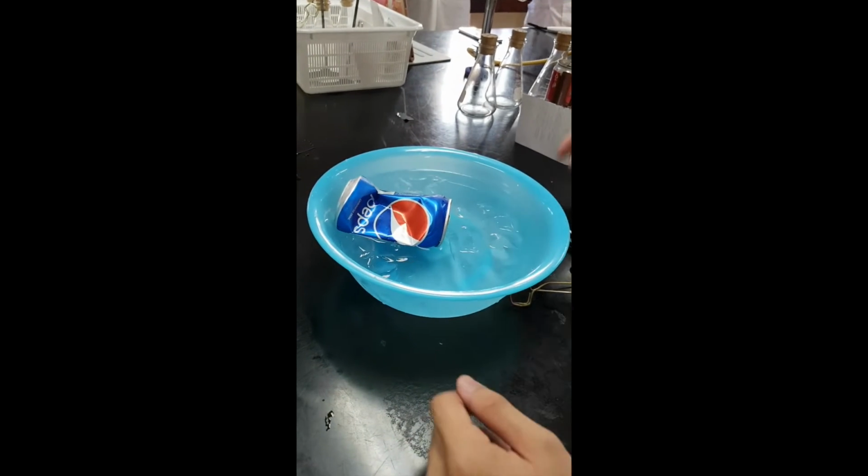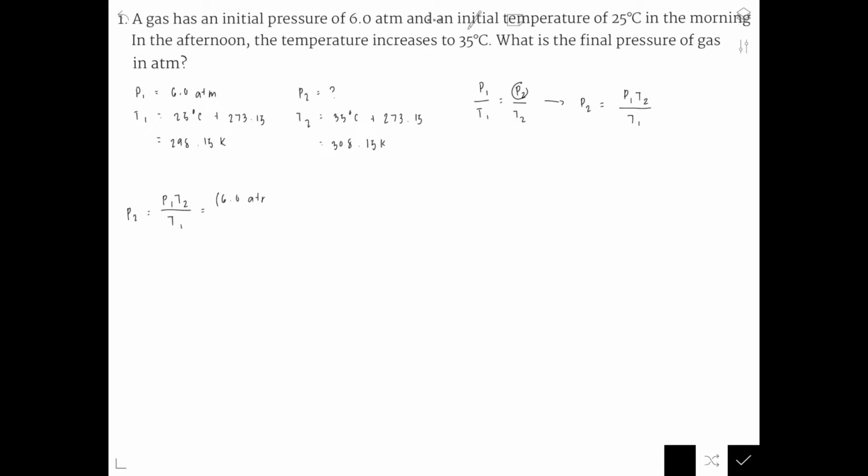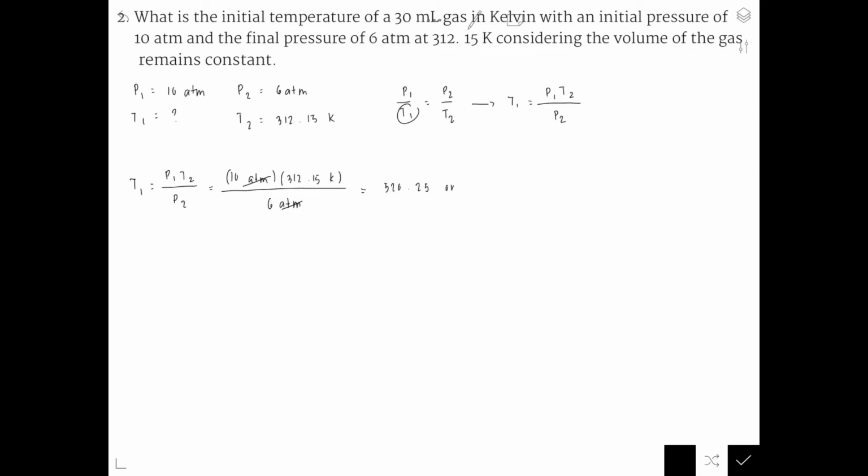For Gay-Lussac's law, an initial pressure of 6 atm and temperature of 25 degrees Celsius in the morning increased to 35 degrees Celsius in the afternoon. We can expect the value of final pressure to be more than the initial since it has a higher temperature. Next, the initial temperature is asked. List the given and derive the formula for the problem to be solved. The final temperature must also be answered in Kelvin. We can disregard the volume of gas since it's held constant. Well, that's it for the gas laws.